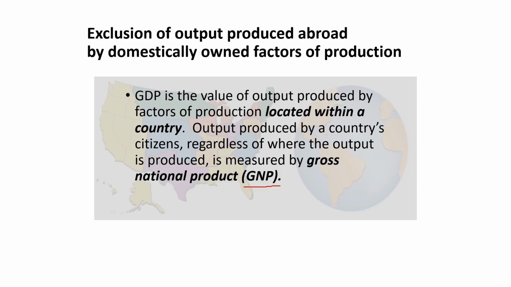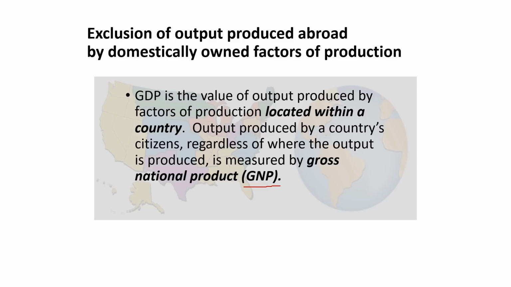Let's say we have a car company. Let's go with Toyota. Toyota decides to build a plant in the United States. If Toyota builds a plant in the United States and they are producing cars in the US, that would be factored in the US GDP, right? Because we are selling cars inside the US, so it will be part of US GDP. However, it won't be part of US gross national product or GNP.